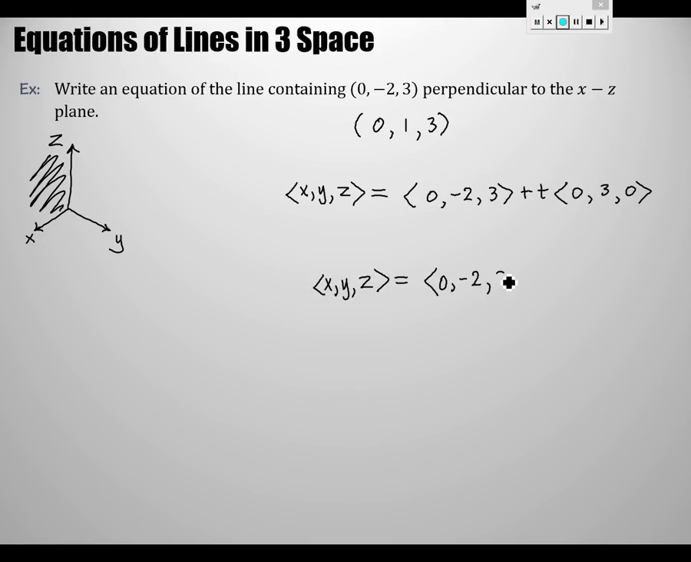anything that points in the y direction. Maybe you didn't have to come up with another point. Maybe you just say, in the y direction, excuse me, right? You could just say it that way. That works too. These are all the same line, I hope you realize.